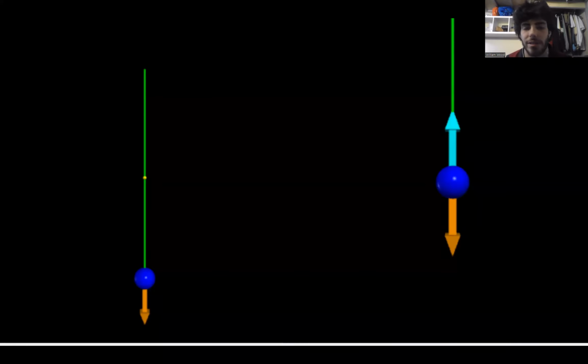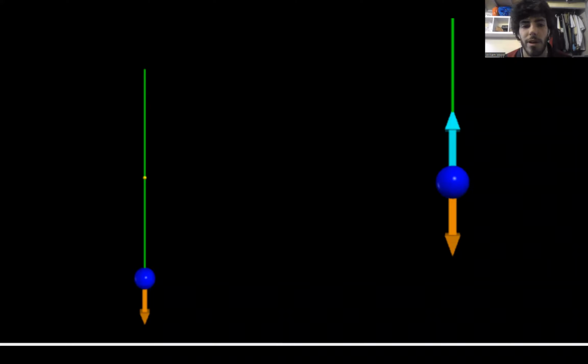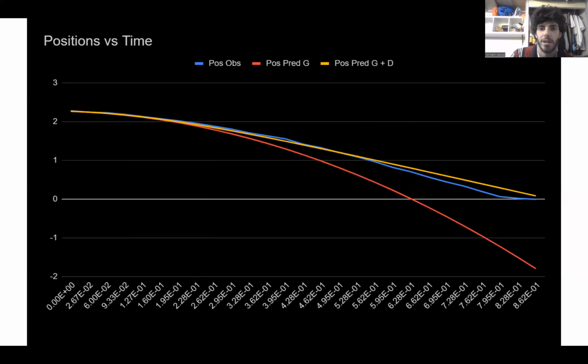Here on the left is from our original model, where we saw that the ball ended up going too far, and there was only force of gravity, which is our orange arrow. And then on the right is our blue arrow pointing up, force of drag, going against the orange arrow going down, which is force of gravity, where we saw a much better model. And we can see this from this graph, where yellow is our better model, accounting for drag and gravity, red is just gravity, and blue is our observed. We can see that our drag and gravity one matched our real data much better.